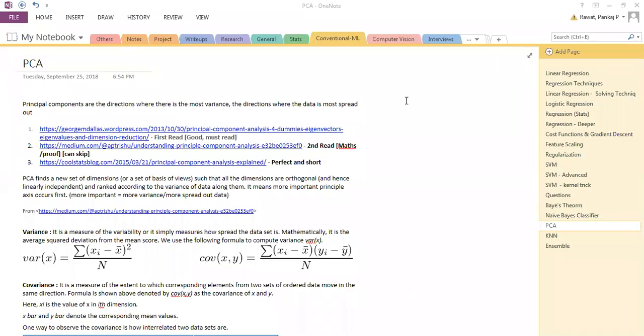Hey, today we are going to discuss an unsupervised technique called PCA. It stands for Principal Component Analysis. The goal of PCA is to identify the maximum variation in your data set. It's a dimensionality reduction technique.